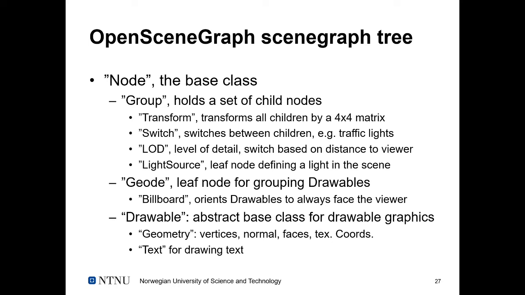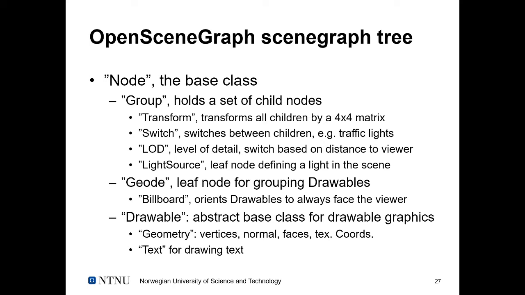You have level of detail nodes, which is also a sort of switch node, but now it switches between children that have, for example, different resolutions of the same object, so that if you're far away, you would use an object with less resolution. If you're close up, you would use the same object with higher resolution. So it's a way of saving computational complexity. You also have light source, of course, which in this case is also a leaf node defining light in the scene, as we saw earlier.